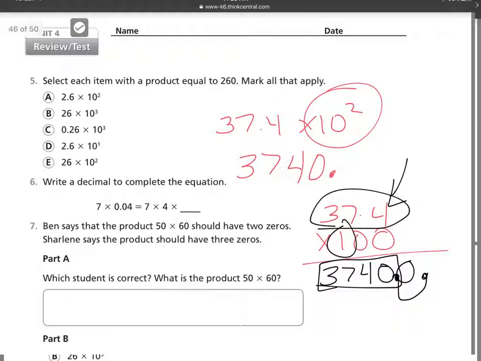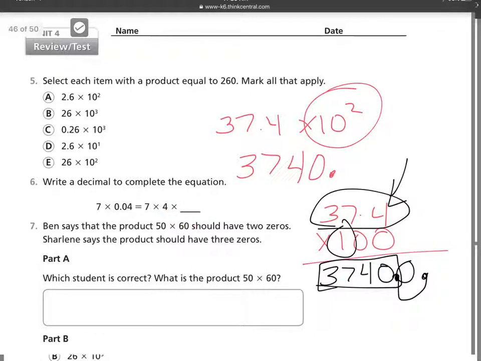For number 6, we're going to write a decimal to complete this equation. So here we have an original equation with an equal sign, which means both of these sides need to be equal because there's an equal sign. So 7 times 4 hundredths is the same as 7 times 4 times what? That's what you need to enter in that box. Well, we have the 7 here and we have the 7 here, so that's already equal on both sides, but what we have here is 4 hundredths and here we have 4. In order to make 4 hundredths with this 4, you're going to have to multiply 4 times what?